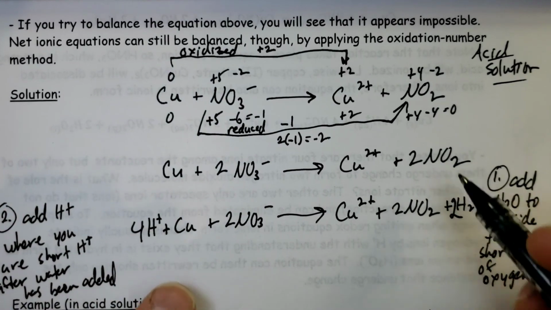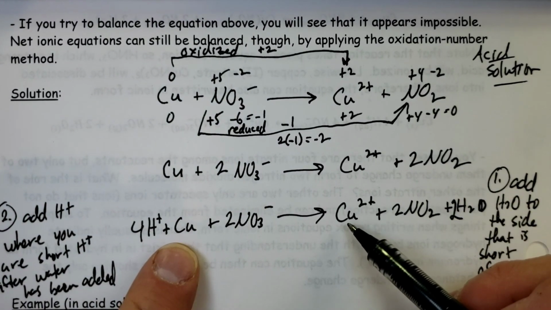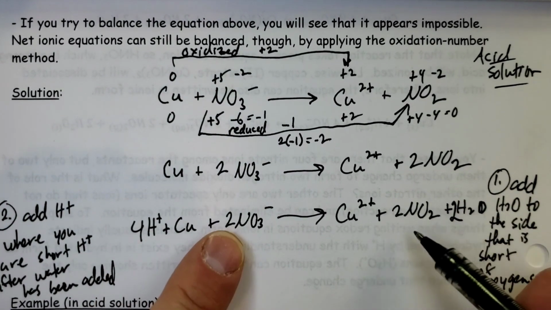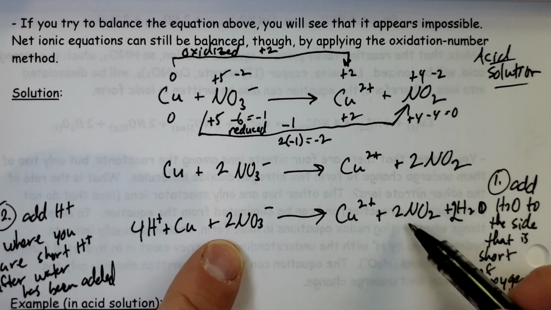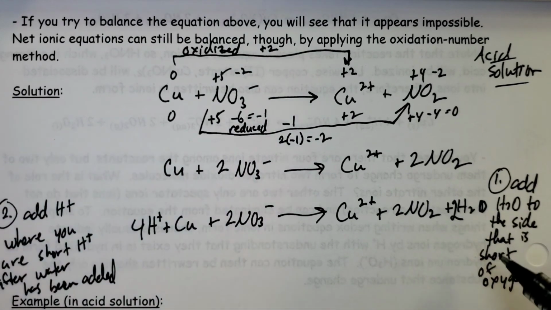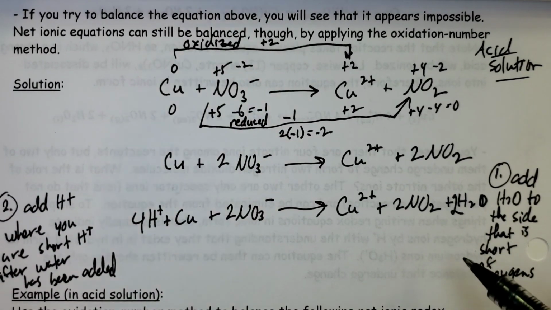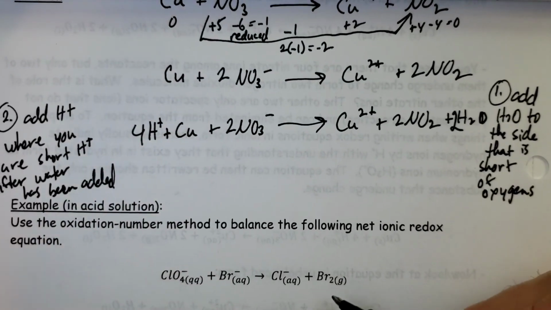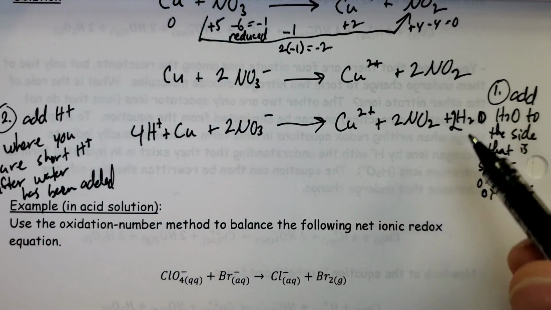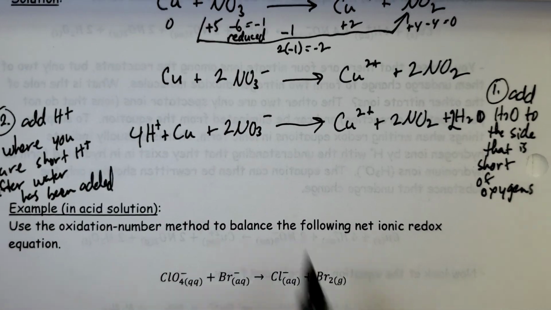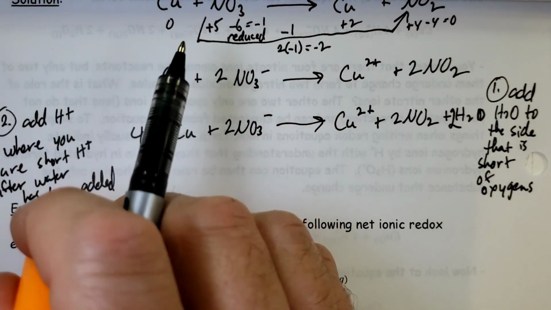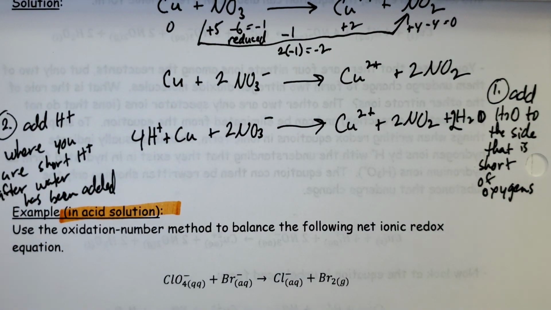And I think if we look here, we're all good. 1 copper, 4 H's, 4 H's, 2 N's, 2 N's, 6 O's, 4 plus 2 is 6 O's. Okay? So maybe try to do this one here the same way. It is in an acid solution. So you'll get to a point where you're short of oxygens, add waters to that side, and then hydrogens to the opposite side.